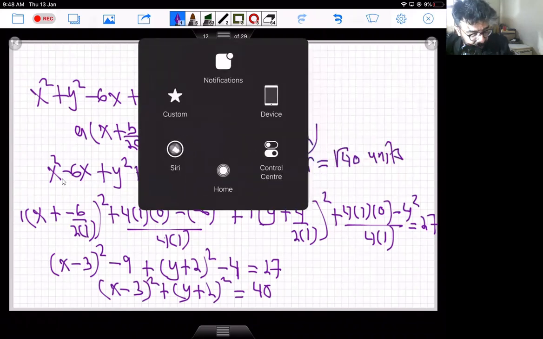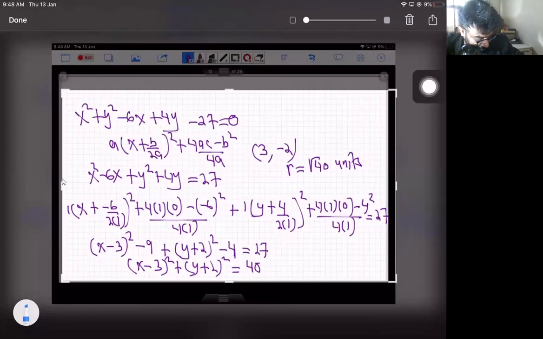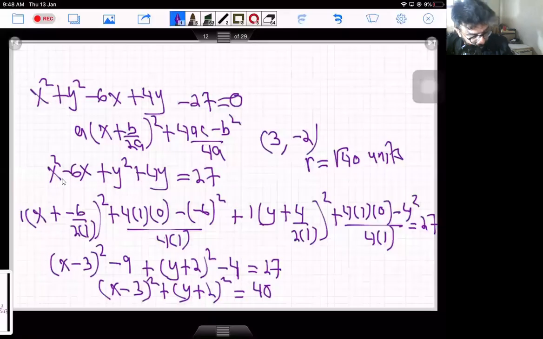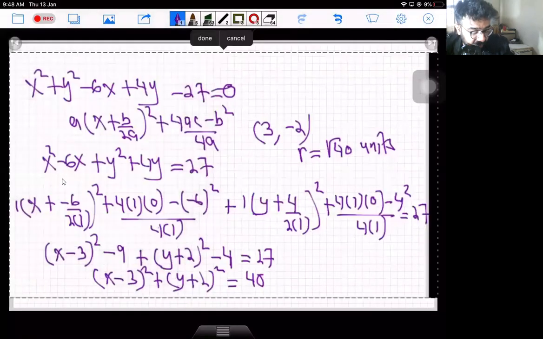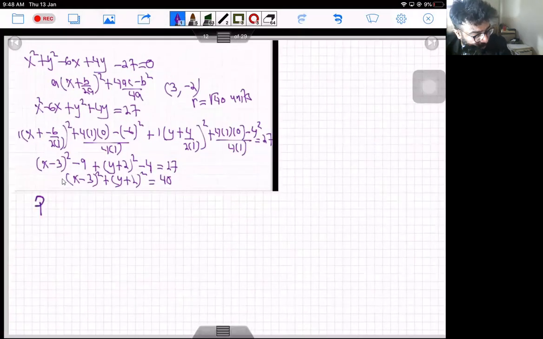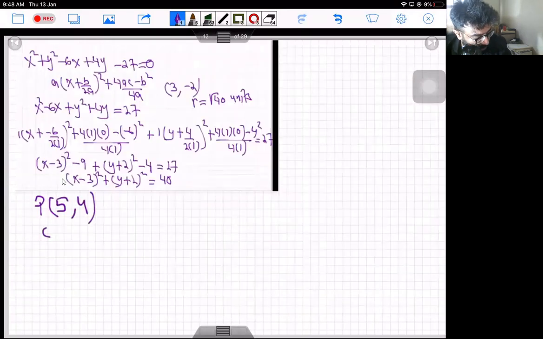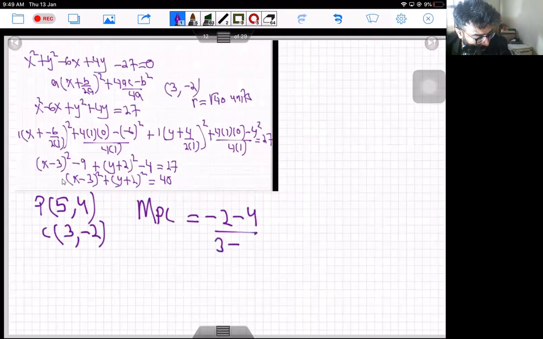All right, so we have found the center of the circle. Let's say this coordinate is known as C. So now we can find the gradient of this line PC, the gradient of the radius line actually. So the coordinate of P is how much? (5, 4), and C is (3, −2). So gradient of PC according to the formula (y2 − y1)/(x2 − x1) is (−2 − 4)/(3 − 5). So −6/−2, gradient is equal to 3.